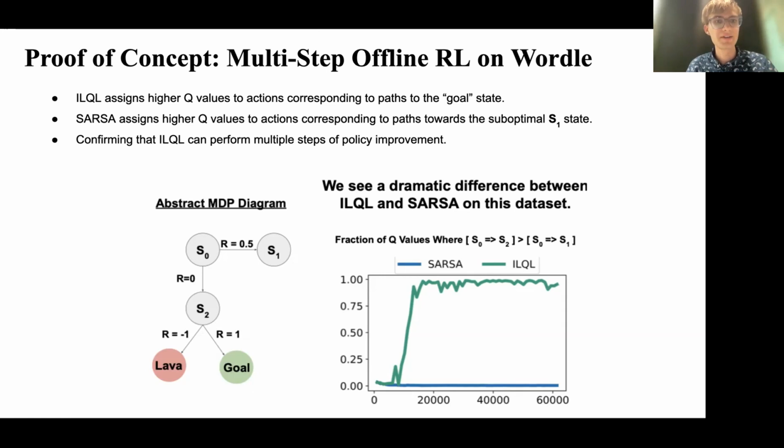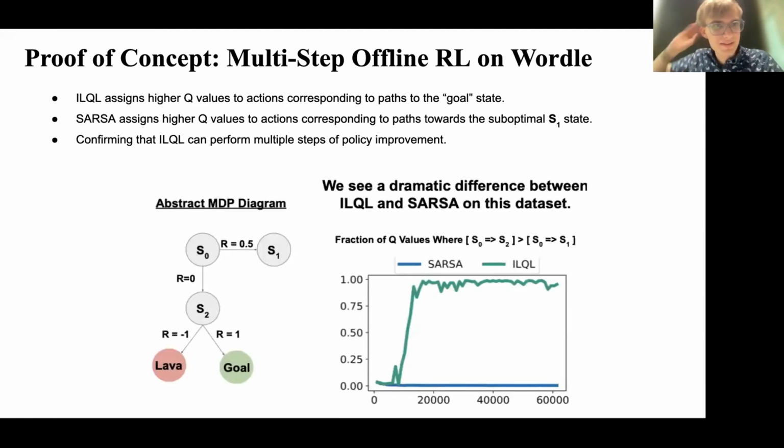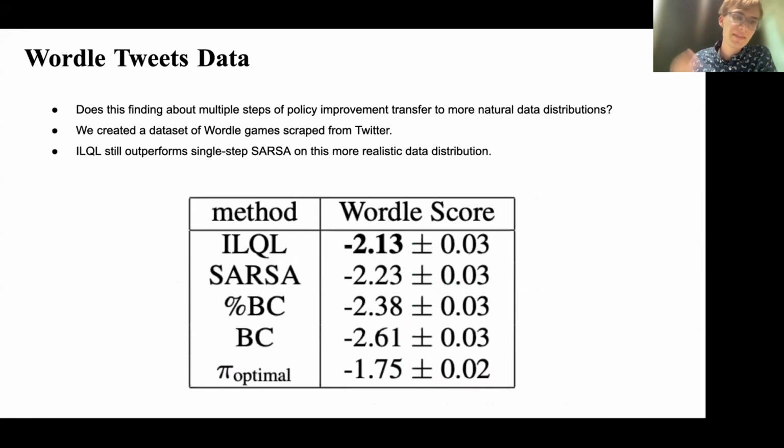We construct a version of this scenario in Wordle. The details are all here. Each of these paths is represented by one distribution of data. You can read the paper for the details, or we can discuss it more later. But basically what we see is that ILQL indeed learns to take this path, whereas SARSA takes this path in our Wordle game. So that's a good check that our algorithm is able to do these more powerful optimization techniques, and this isn't just a special case for the synthetic dataset that we created.